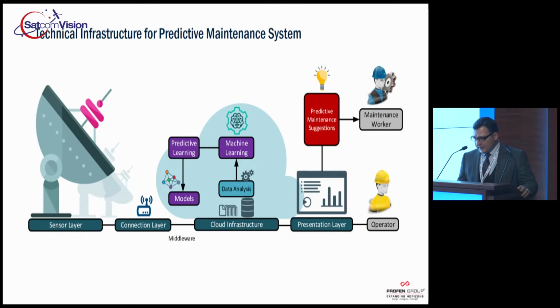This is a typical technical infrastructure for a predictive maintenance system. On the left-hand side, you see the sensor layer. Sensor layer is very important. You have to put adequate sensors for all the subcomponents or equipment of the system, and what we call the telemetry data. There should be telemetry data incoming from the connection layer to the cloud infrastructure. Connection layer is very important.